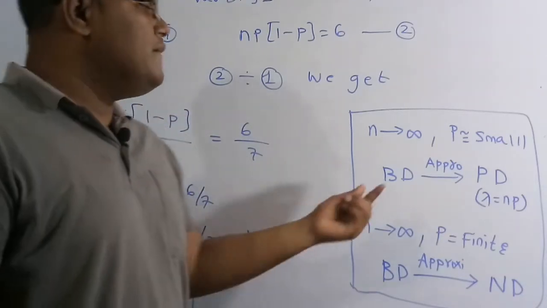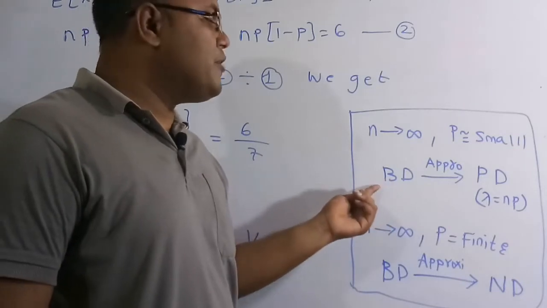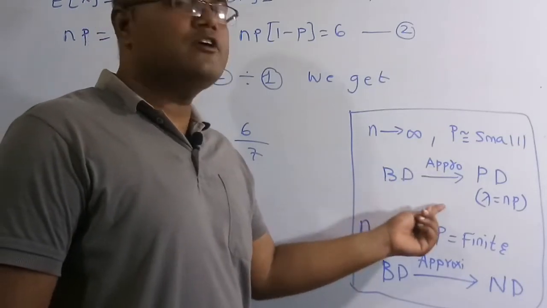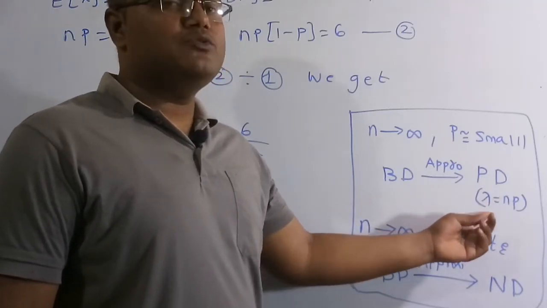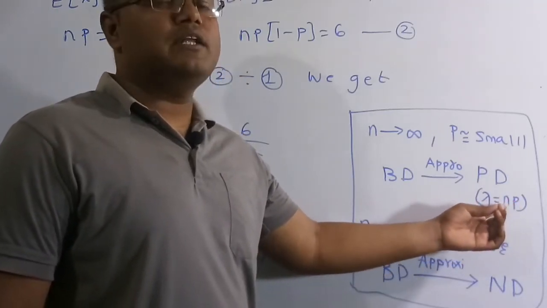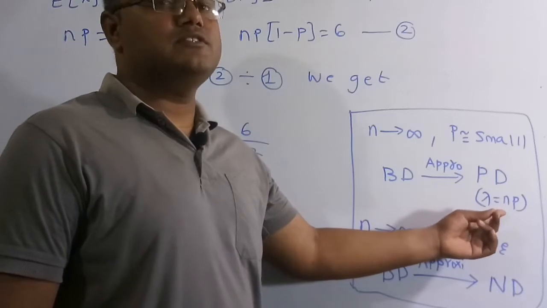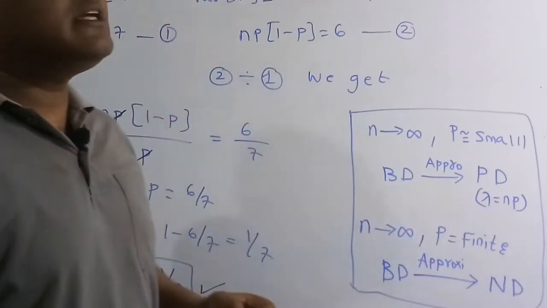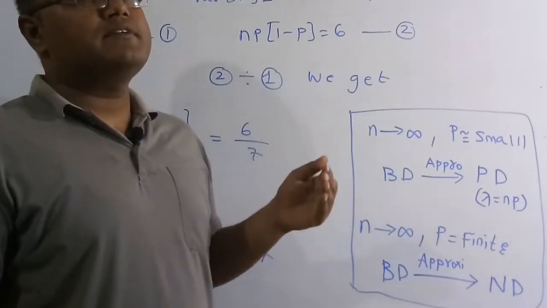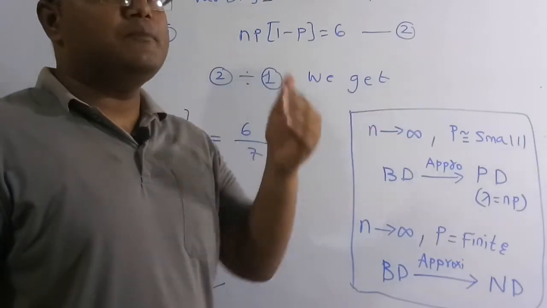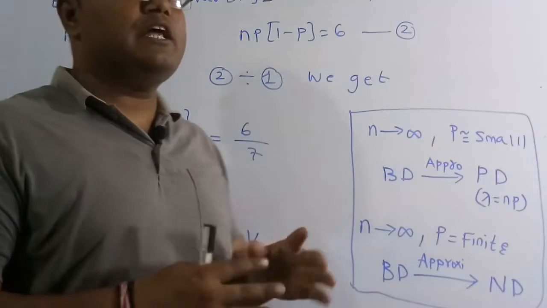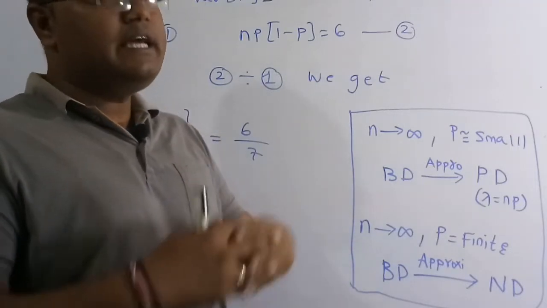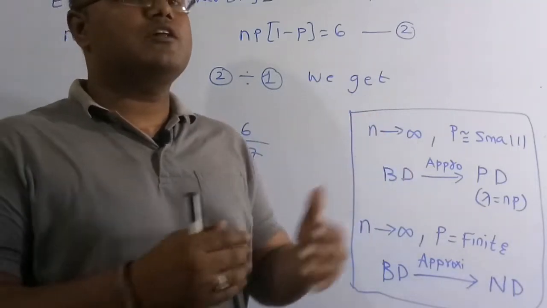So now the binomial distribution is approximated to the Poisson distribution, where the average value is equal to n into p, where n is the number of trials and p is the probability of success of that event. So remember one thing: whenever the number of trials tends to infinity and the probability of success is very small, you can't solve that question with the help of the binomial distribution, because it takes a lot of time.